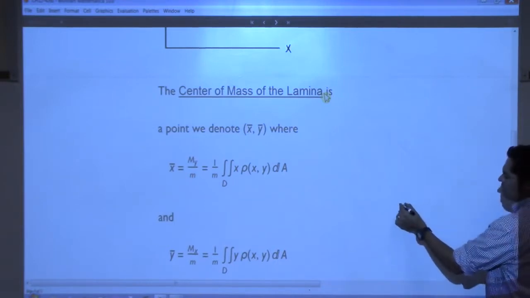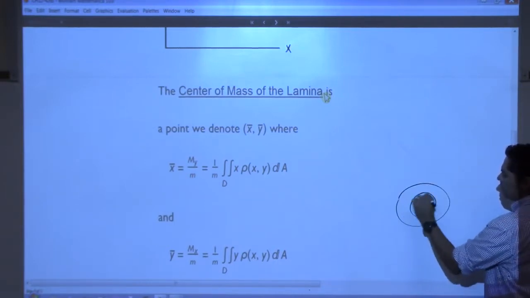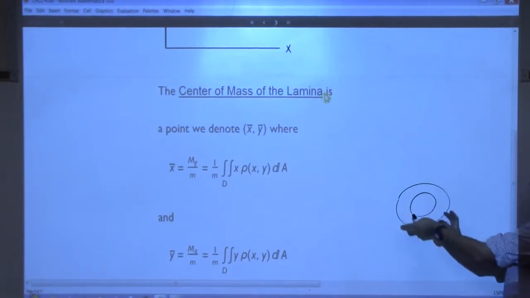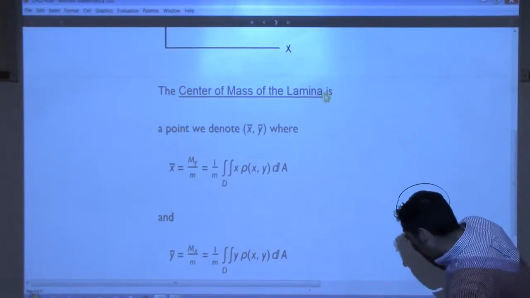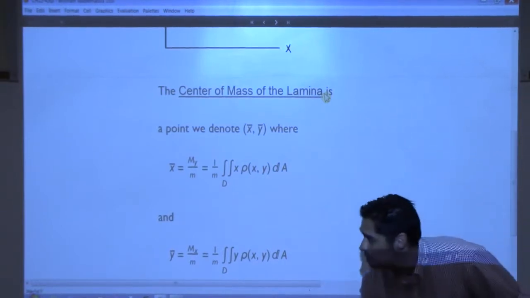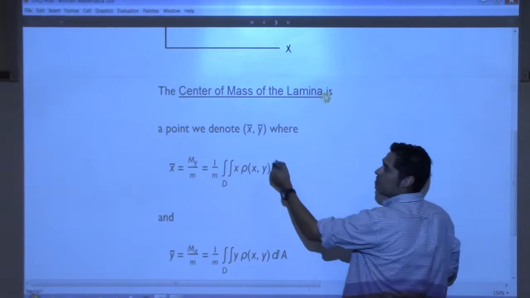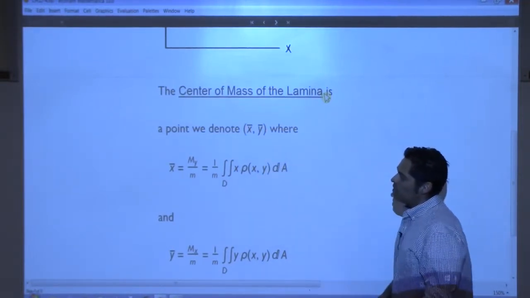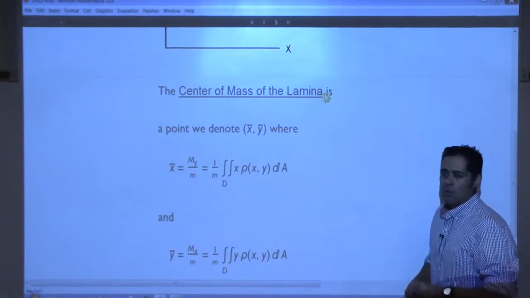And another one you could take is just a disk like this. Its center of mass is there, right, even if it's homogeneous. So finding the center of mass is computed. The center of mass is a point. It has an x and a y coordinate. We call it x bar, y bar. And look at what you do to compute the x and y coordinates.